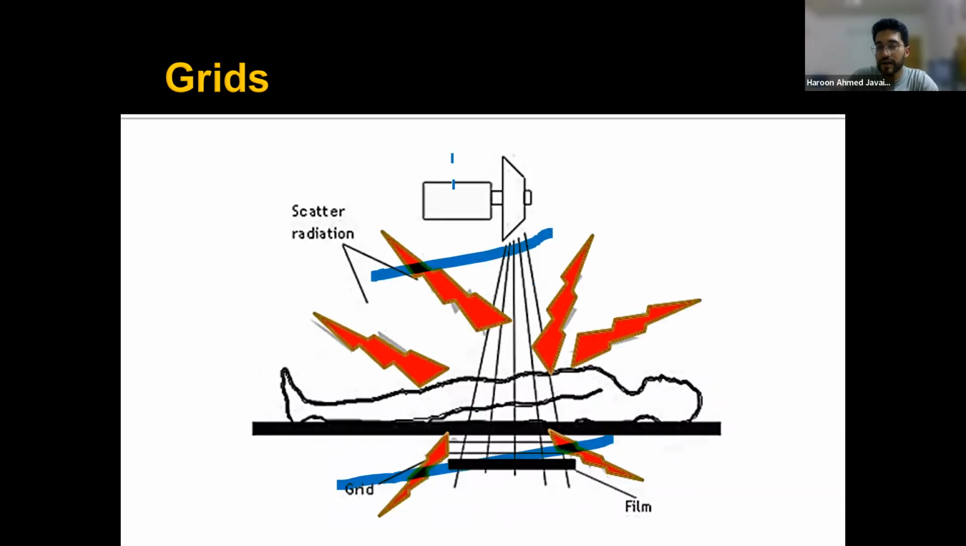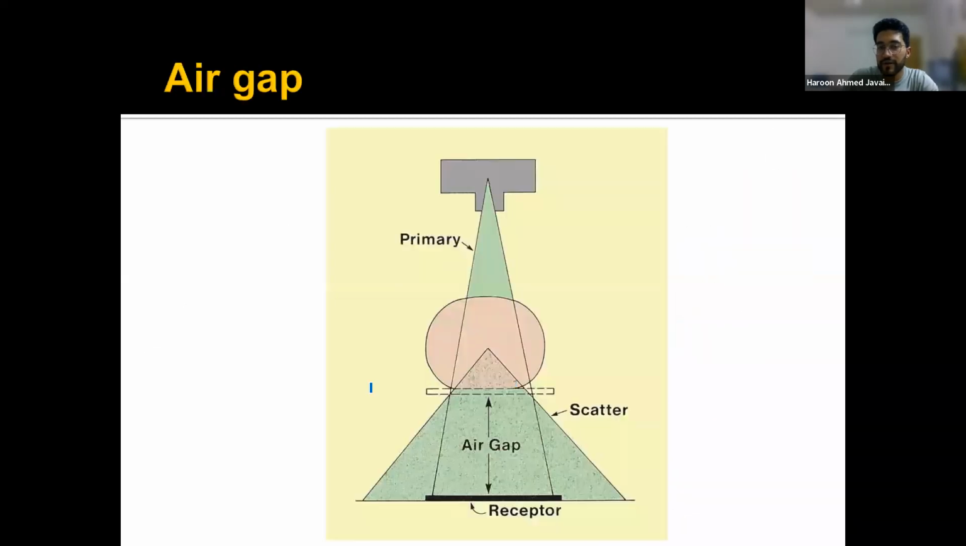The filter is for the either very low or very high energy X-rays, and the grid over here is for the scattering which is produced when it interacts with the human being. That's all you need to know over here.